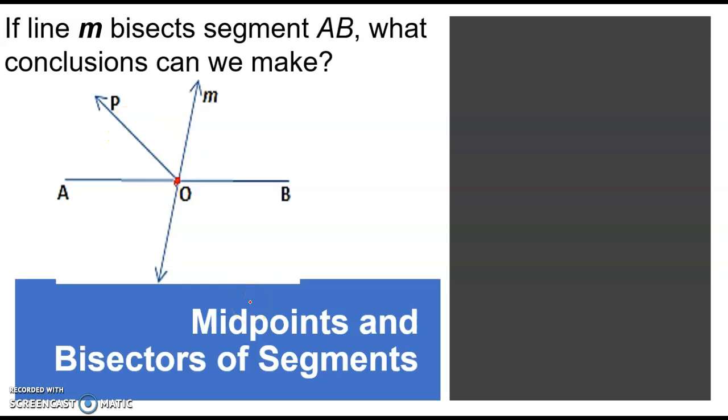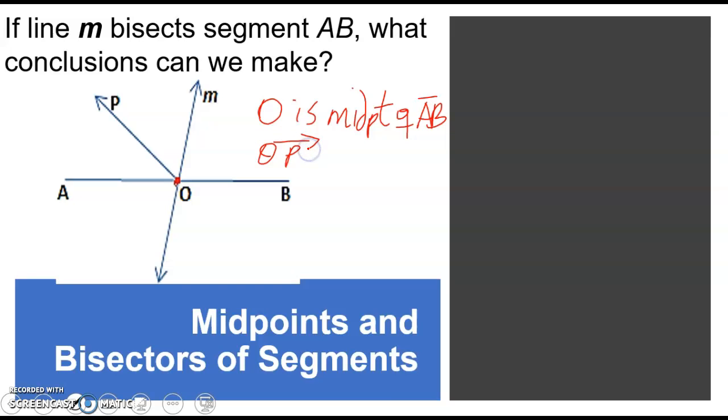So O is the midpoint of AB, and the ray OP bisects AB as well, segment AB.